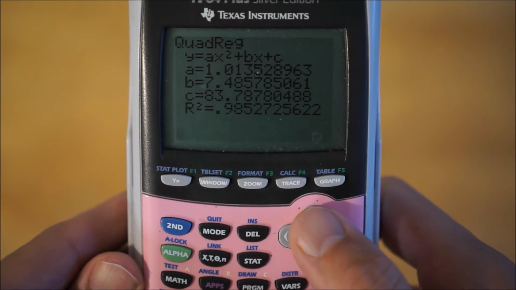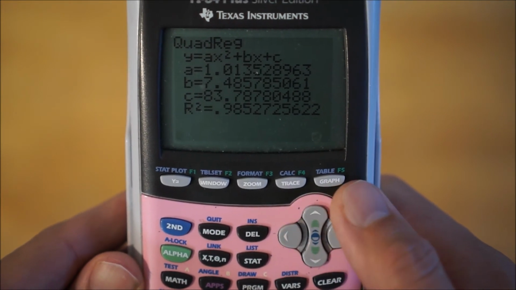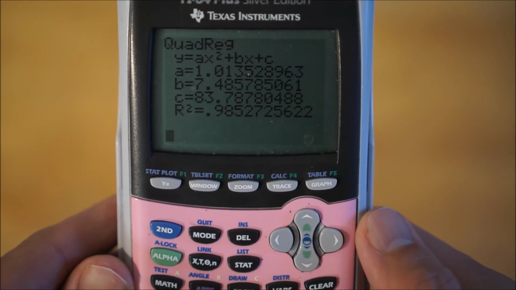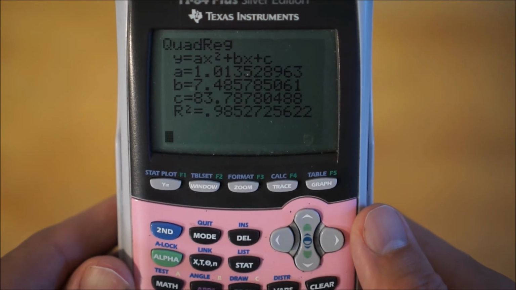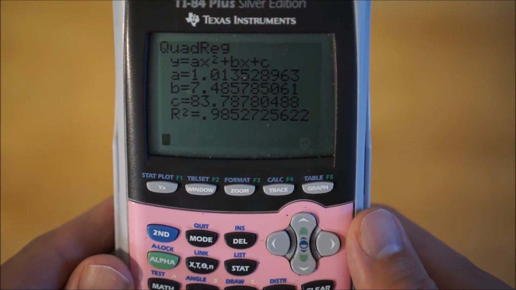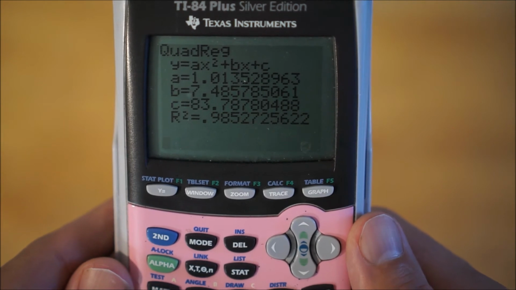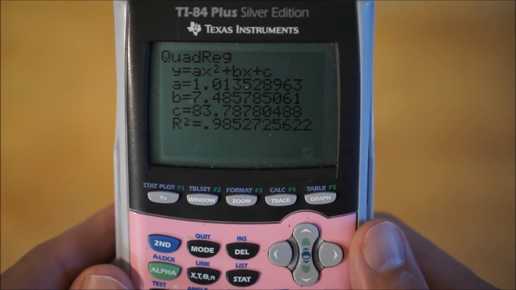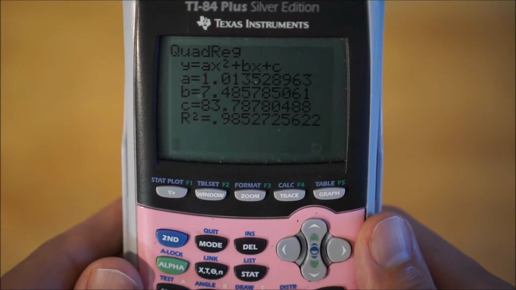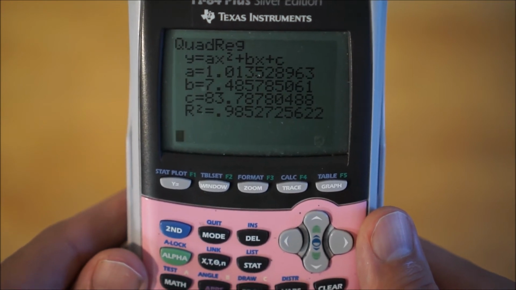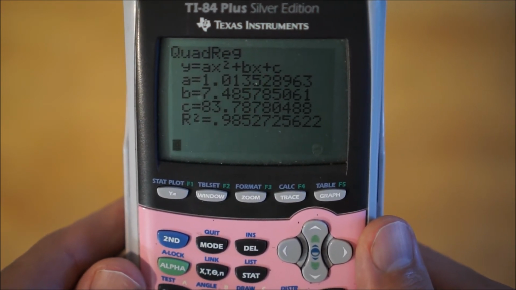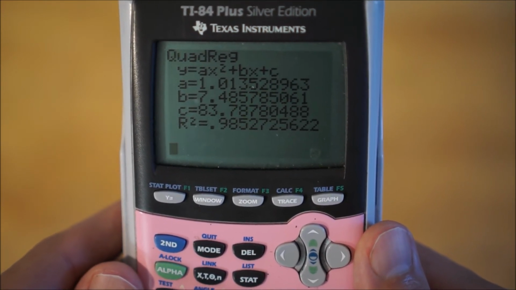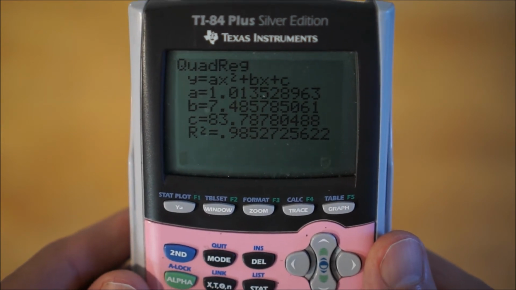Now, what you are looking at right now is this r squared value, okay? What that r squared value tells you is how well the model that you just generated is going to fit your data. You want to get that as close to 1 as possible. So right now, we are very close to 1, right? We have 0.98, so this is pretty good, okay?